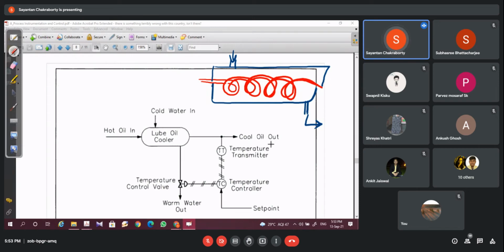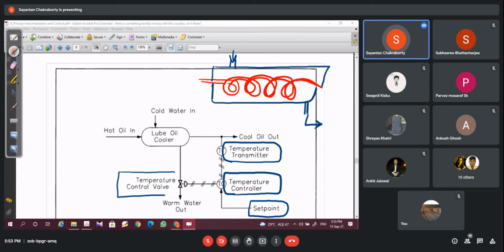Now, to maintain a temperature control system, what you need at the output is a temperature transmitter, which will sense the temperature and transmit that signal to a temperature controller, which will measure this transmitted value and compare it with a set point. There's a range of values or a particular set value at which you want to maintain the lubrication oil. Depending upon whether this temperature is greater than the set point or less than the set point, this temperature control valve will be opened or closed.